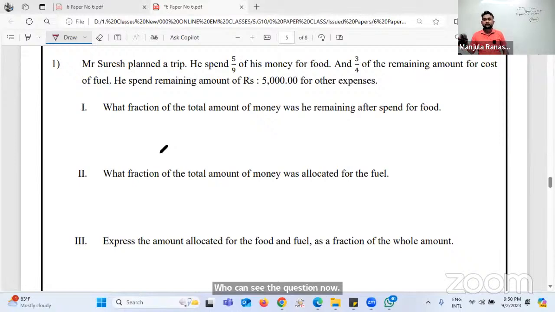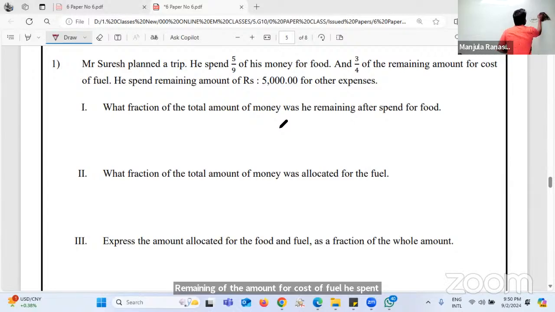Mr. Suresh planned a trip. He spent 5/9 of his money for food and 3/4 of the remaining amount for the cost of fuel. He spent the remaining amount, 5,000, for other expenses. Right. One by one, we will resolve it.